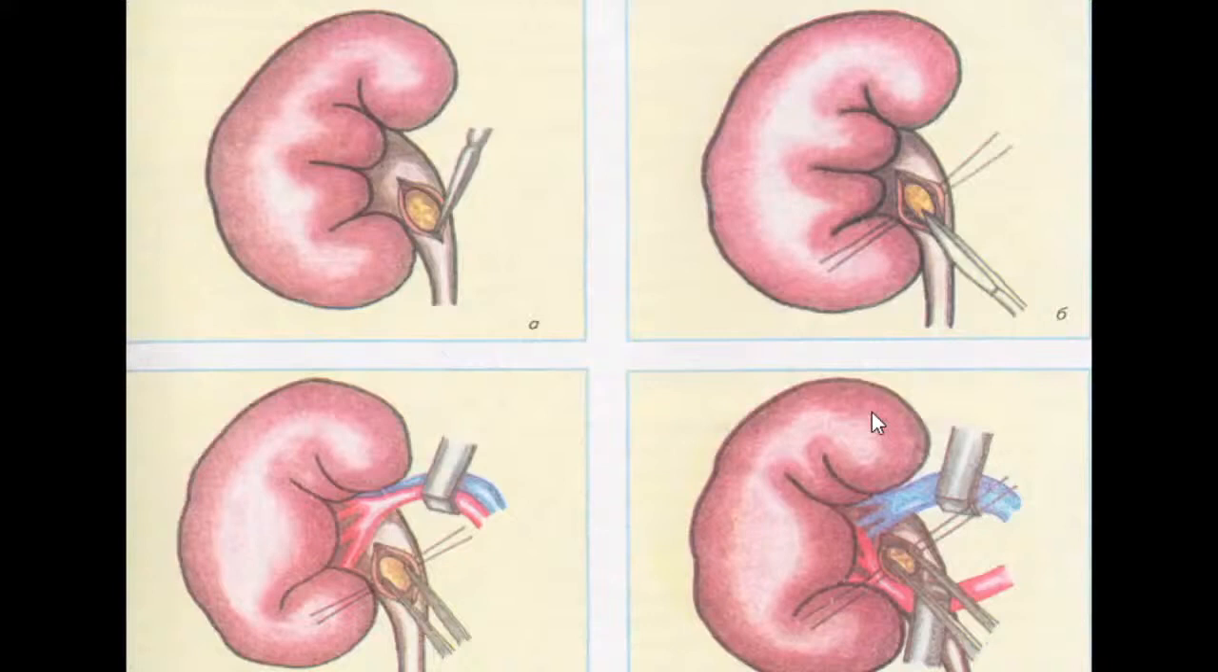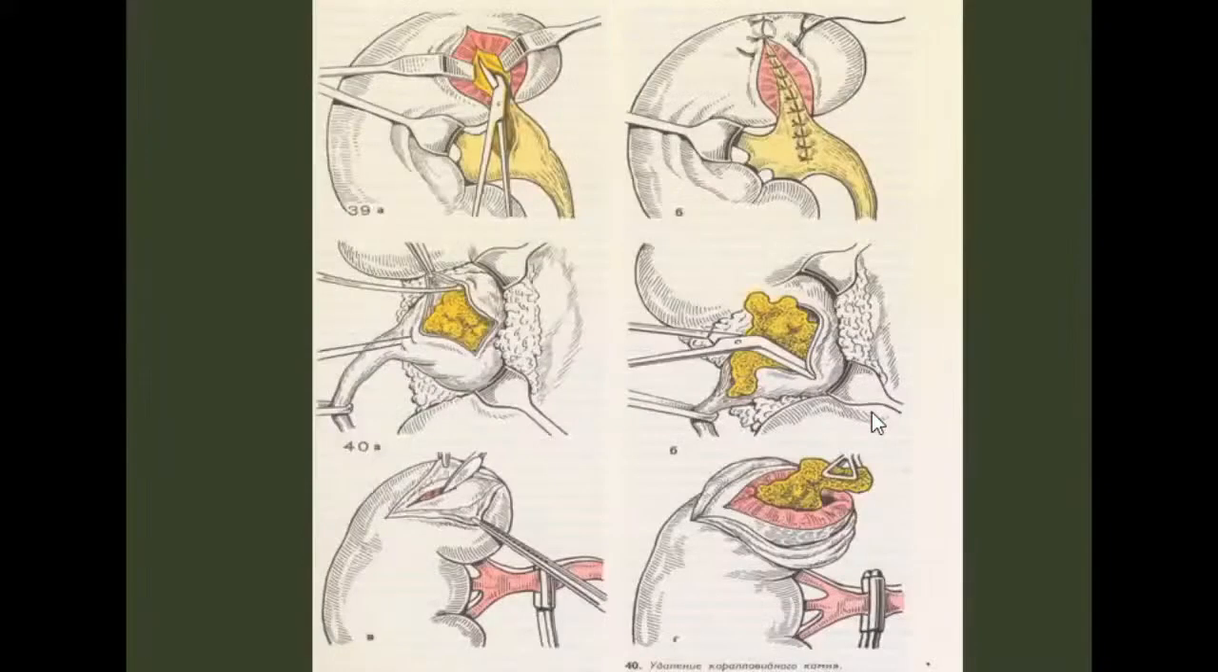In this picture you can see incision of the pelvis and gradual removing of the stone. Also variants of removing: nephrotomy, incision of not only the pelvis, but also the parenchyma. You can see this picture there. Removing of the stone from the pelvis, pyelolithotomy in this case, and nephrolithotomy when the stone is removed through an incision of the parenchyma from the upper calyx.